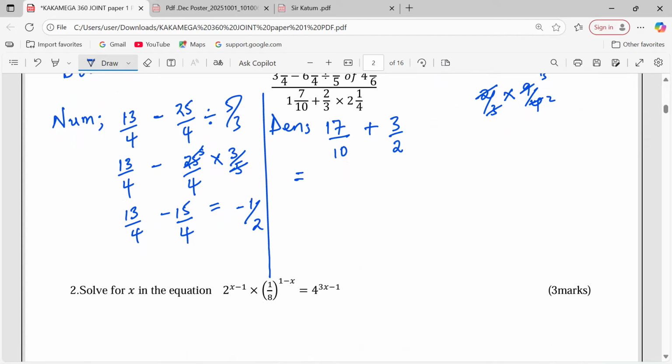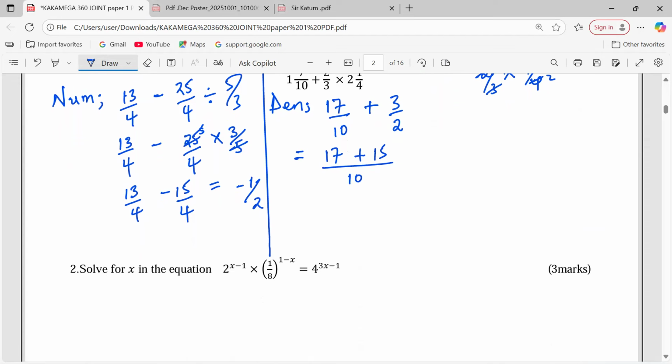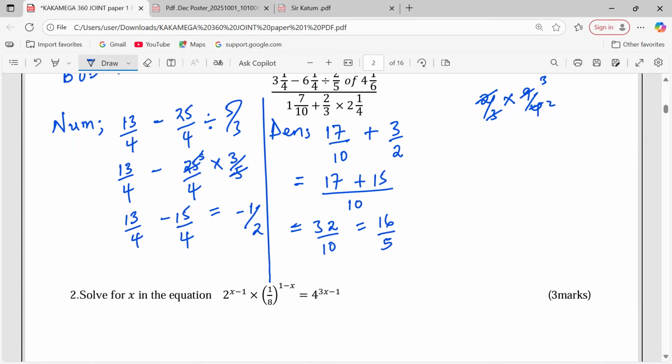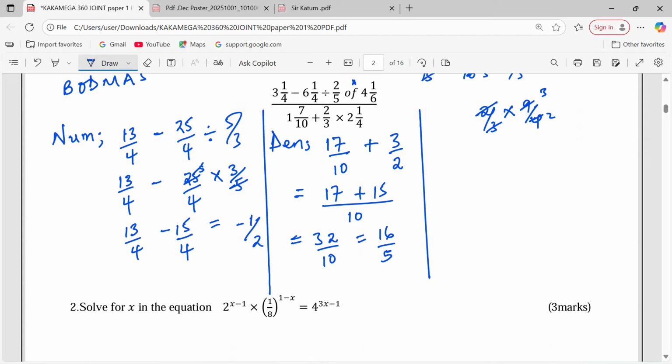So now we can work these out, whereby we work with LCM of 10. 10 divided by 10, we get 1. So that's 17. Then plus 10 divided by 2, we get 5. That makes it now 15. So we will have 32 out of 10. If we simplify this, then by 2 we shall get 16, and by 2 we shall get 5. You see, now we are having an improper fraction for the denominator. But now, remember, negative half has now been divided by 16 over 5, making our work simpler.